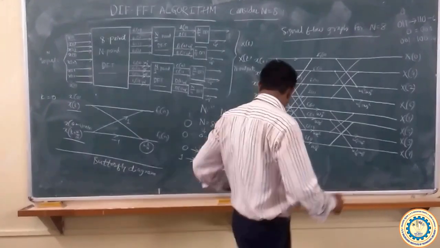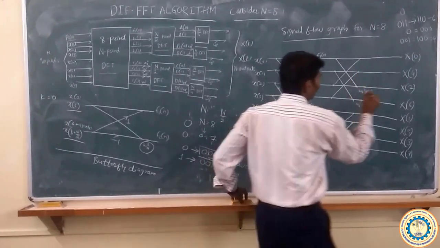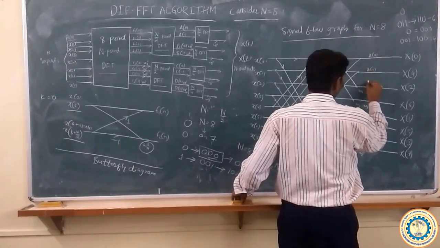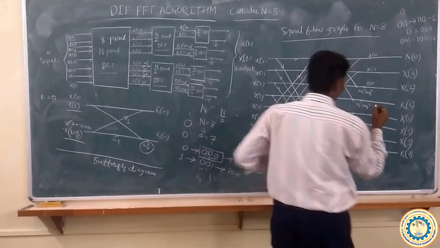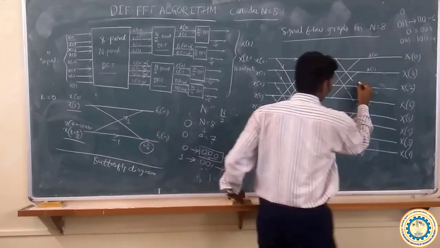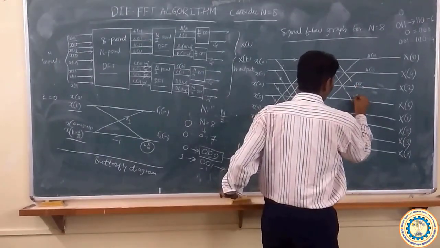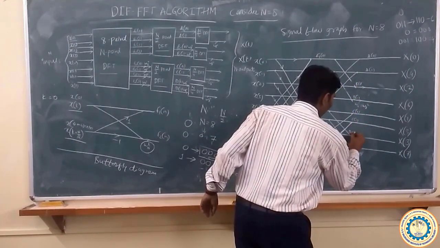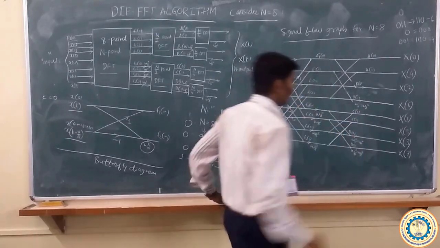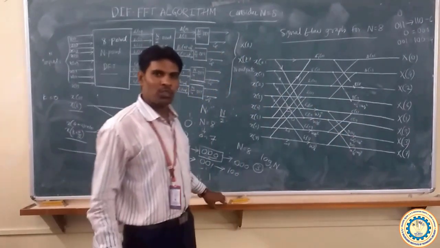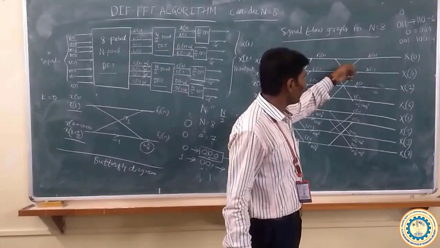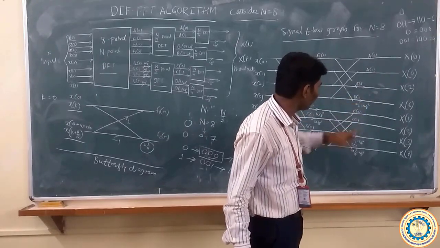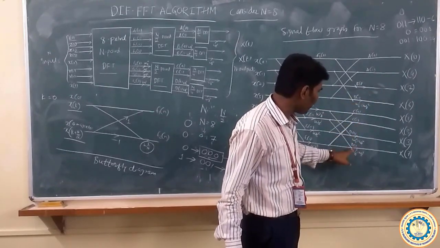Now let us assume that the output of these 4-point DFTs is a of 0, a of 1, b of 0, b of 1, c of 0, c of 1, and d of 0, d of 1. So we can assume any variable; instead of a, we can use any variable. So I have taken the output of the second stage as a of 0, a of 1, b of 0, b of 1, c of 0, c of 1, d of 0 and d of 1.